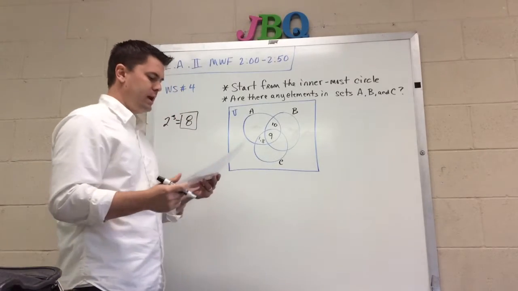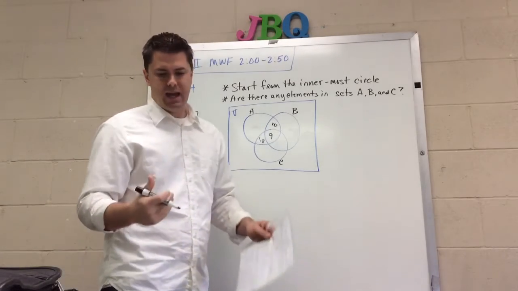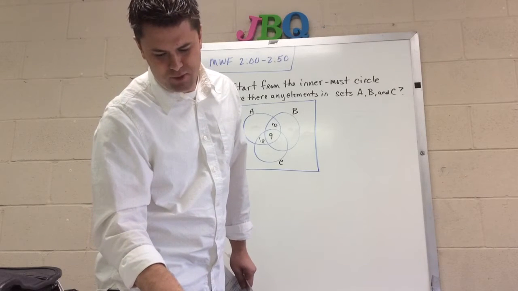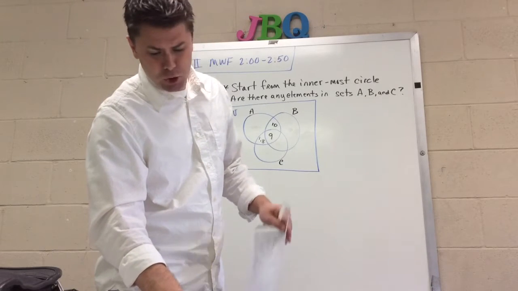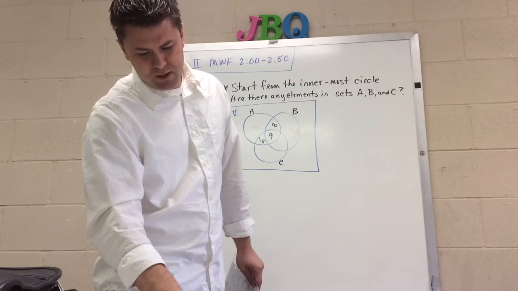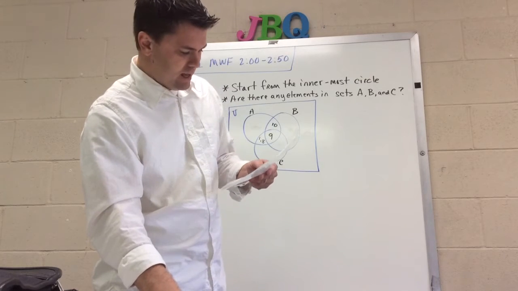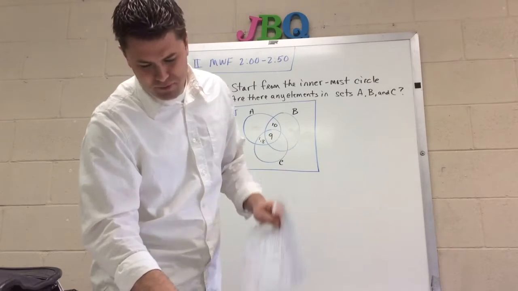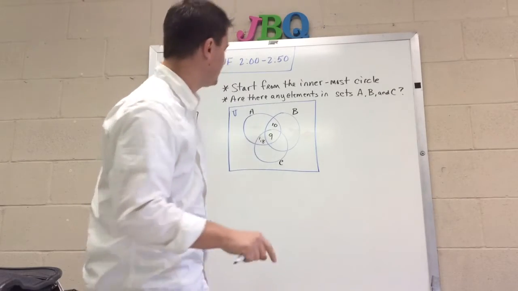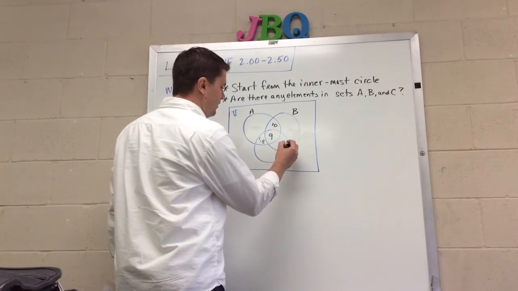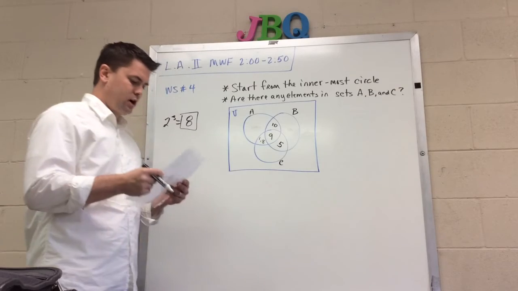We'll take a look. Are there any elements that occur in B and C? So if you look at B, 2, 4, 5, 9, 10, and you look at C, 1, 3, 5, 8, 9, 11, we see that the number 5 occurs in both sets B and C. So the number 5 should be here in our chart.